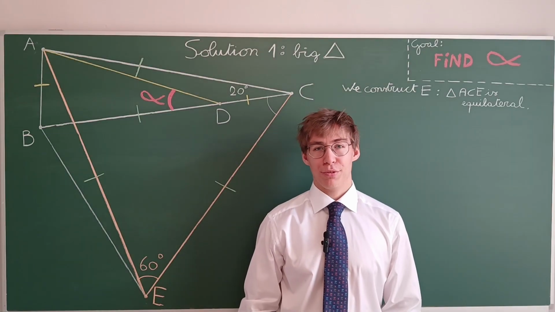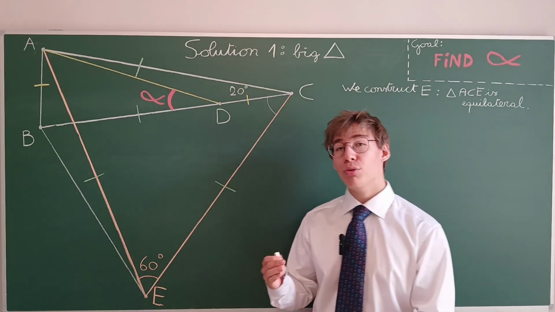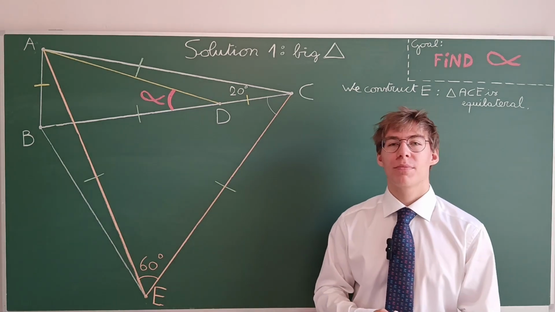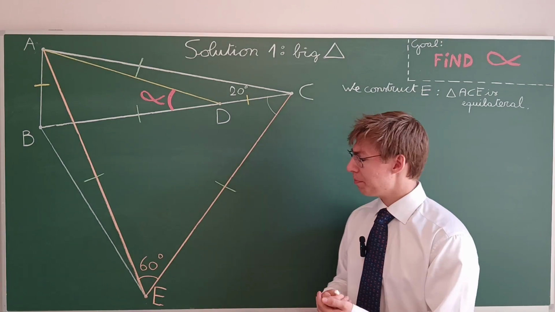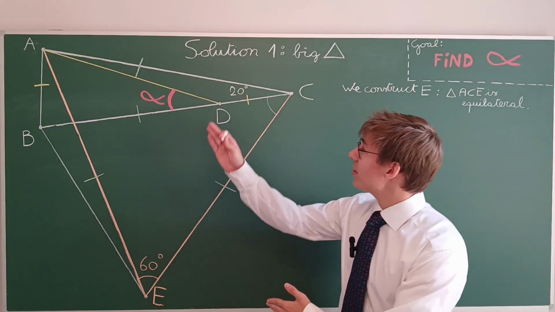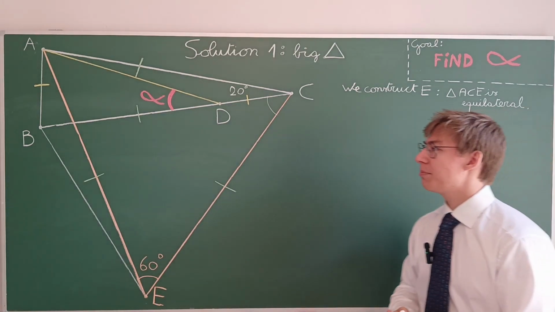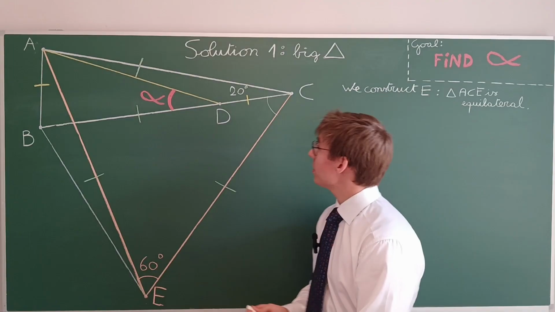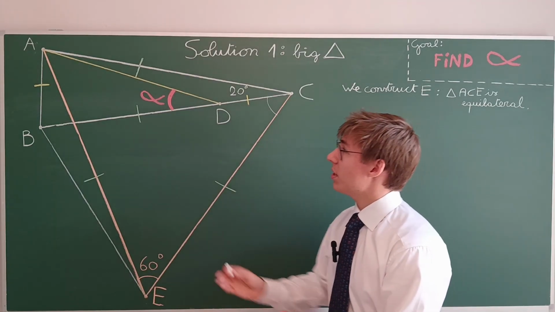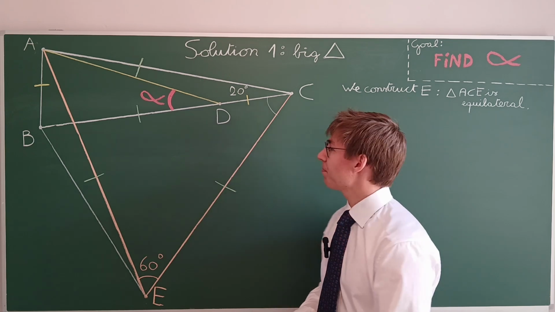Now it is time for the solution. I found two solutions and they both need an equilateral triangle. So let's start with the first one. I constructed this point E such that ACE is an equilateral triangle. This means E is 60 degrees, C 60 degrees, and A 60 degrees, and all sides are equal.